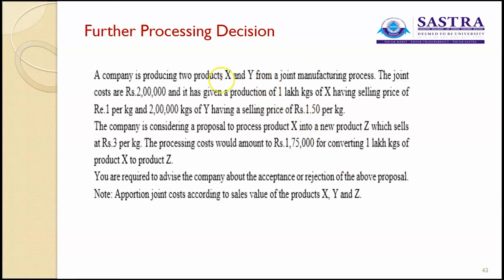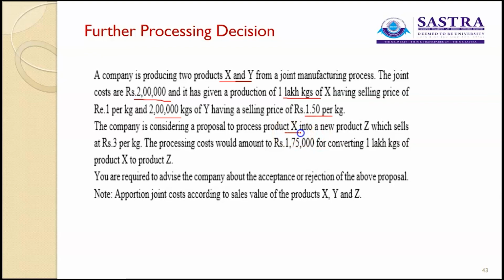Now in this problem, we have the current products X and Y. They have an idea of replacing X with Z. So we have another product wherein, instead of X, we are going to produce Z. Now, with the two products, the joint cost is 2 lakh rupees, and the production is 1 lakh kgs of X with a selling price of 1 rupee per kg, and 2 lakh kgs of Y with a selling price of 1.5 per kg.